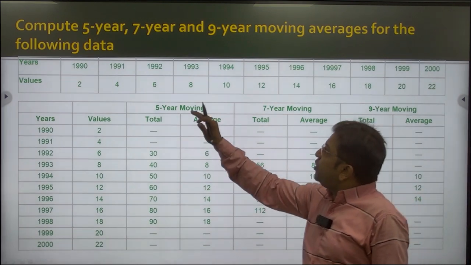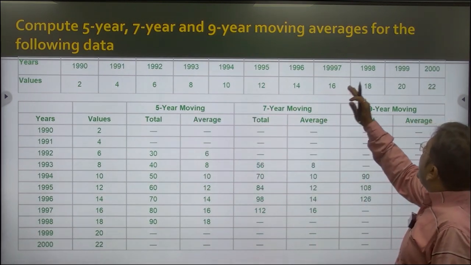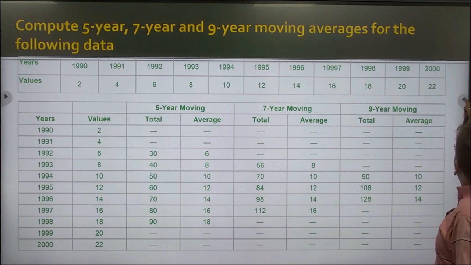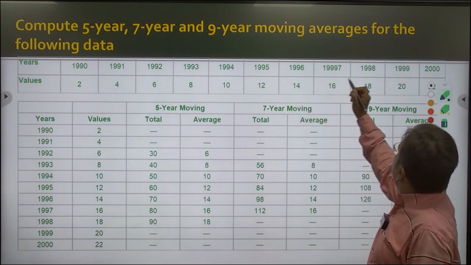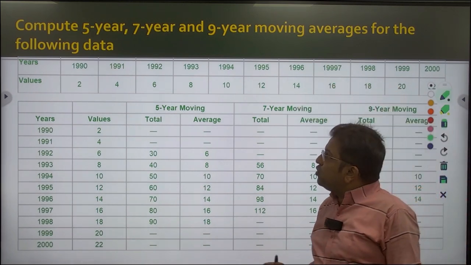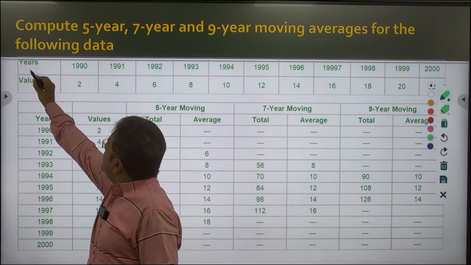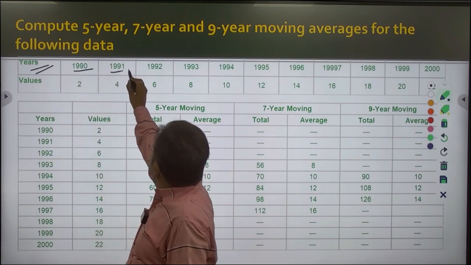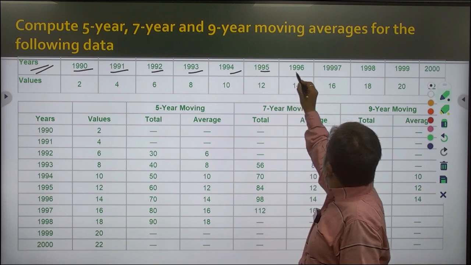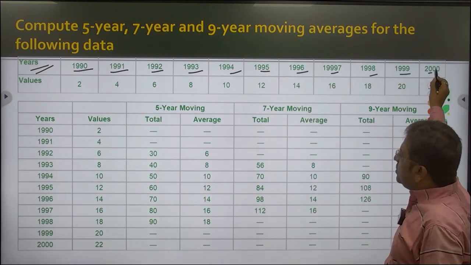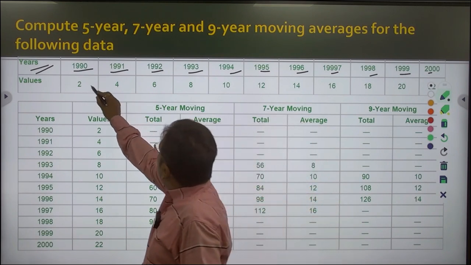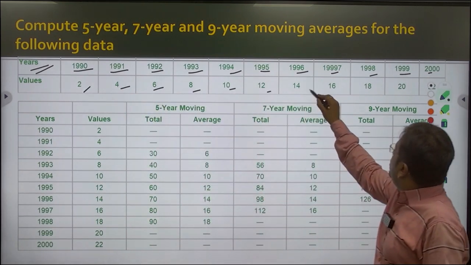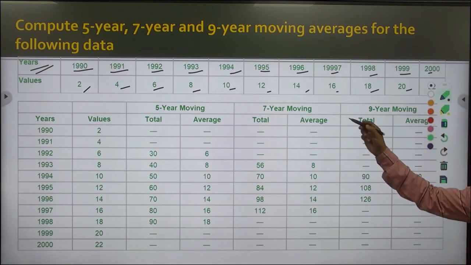Now compute the 5 year, 7 year and 9 year moving average for the following data. The question is asking you to calculate the moving average of 5 years, 7 years and 9 years. There are different values given over here. The years mentioned are 1990, 91, 92, 93, 94, 95, 96, 97, 98, 99, 2000. And the values given are 2, 4, 6, 8, 10, 12, 14, 16, 18, 20. So these are the values.